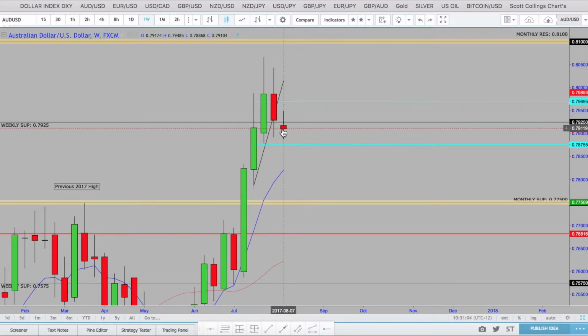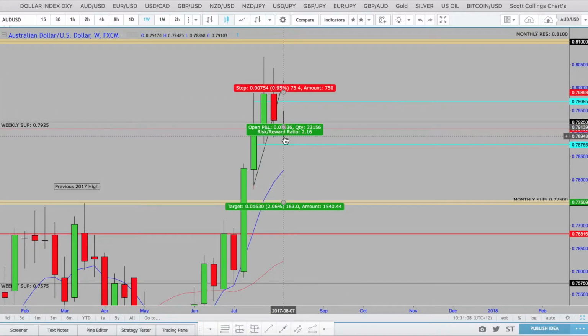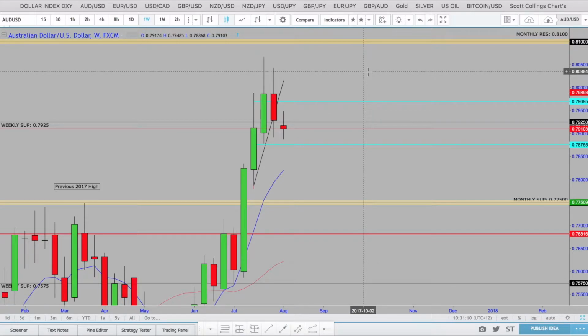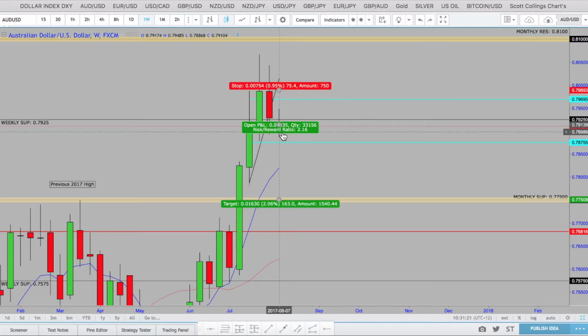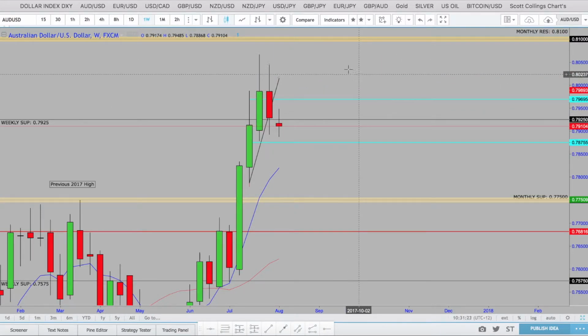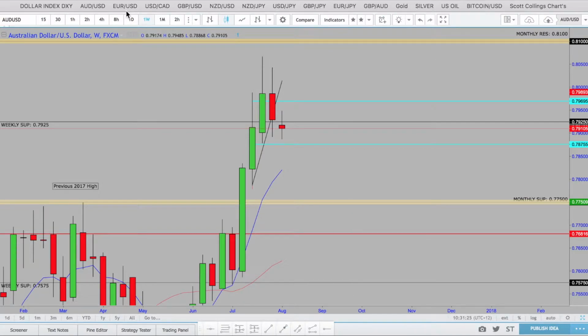Now the current week is still live, but we are sitting as a spinning top. So we're getting to a point where price is going, okay, we've had a big rally, we need to release some pressure at some point. Let's start selling off some Aussie dollars.